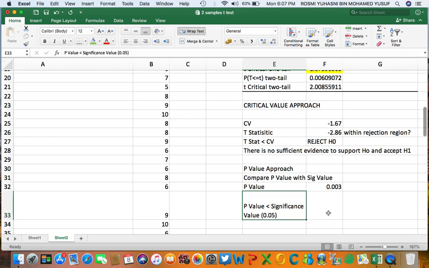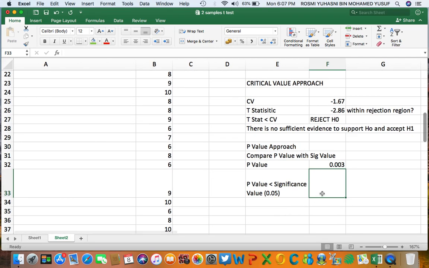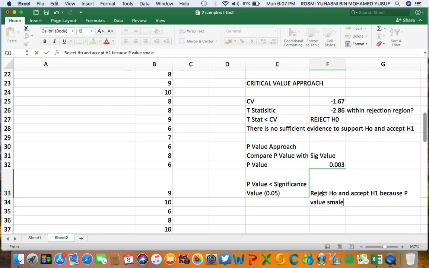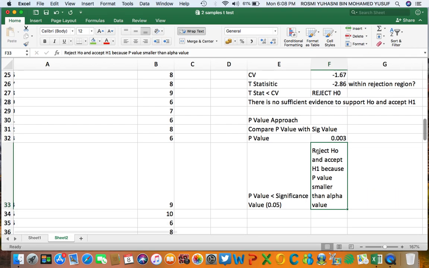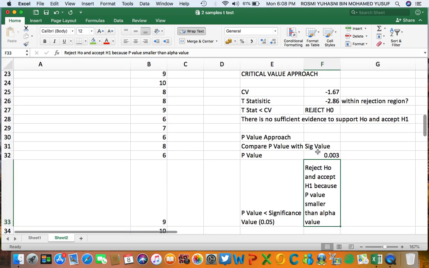So what conclusion can you make since the p-value is smaller than the significance value? From our slide, please refer back to our previous slide: we reject H0 and accept H1 because the p-value is smaller than the alpha value. So the p-value approach is consistent with the critical value approach, where both approaches indicate that we reject H0 and accept H1.